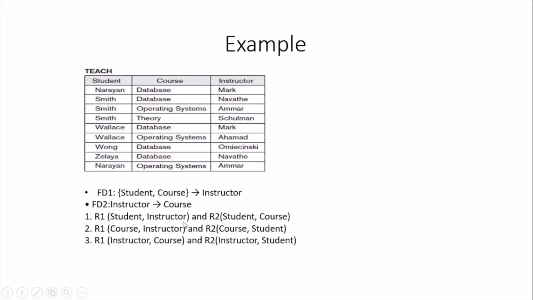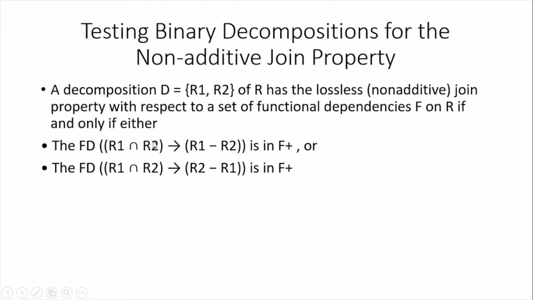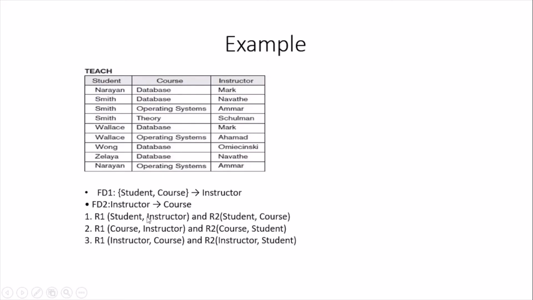So take one example. Teach, again teach, then you have these functional dependencies: FD1, that is student comma course to instructor, then FD2 is instructor to course. So you have two relations. This is binary decomposition R1, R2. Take the first binary decomposition. There you take R1 intersection R2 and check whether it determines R1 minus R2 in F closure. Here R1 intersection R2 is student.